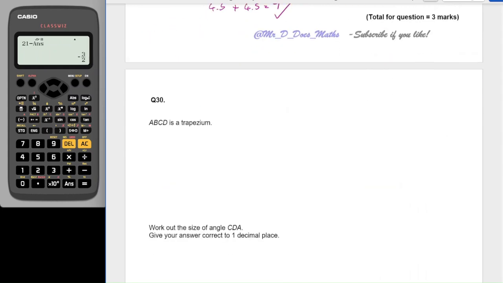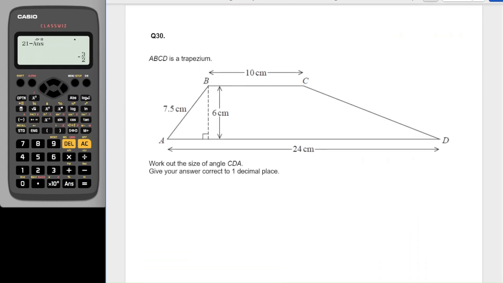Okay then, question 30. So we've got a trapezium, work out the size of angle CDA. So I'm after this angle here. That's a Greek letter theta. Just stands for a missing angle. We tend to use theta for a missing angle, x for a missing side. Giving your answer correct to one decimal place.